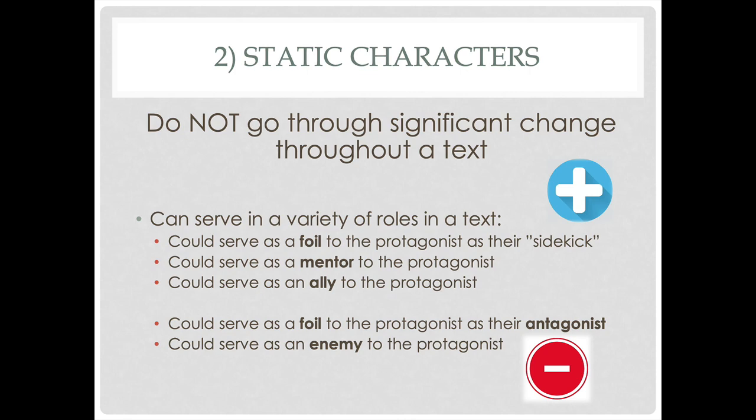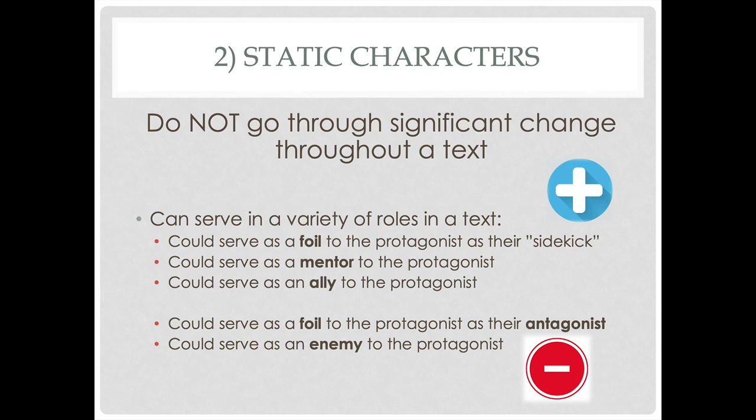They could serve as a foil to the protagonist as their sidekick. So we'll talk about this next, where a foil pair is a pair of characters who clash at a fundamental level. And so a static character can serve as a foil to the protagonist, because as the protagonist is typically a dynamic character, changing, evolving, growing, the static sidekick might just stay how they are, where they are in society, etc.